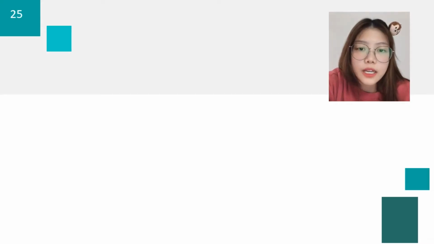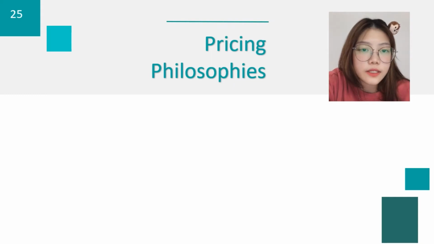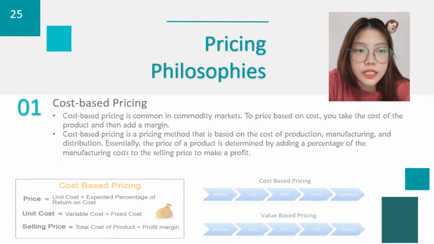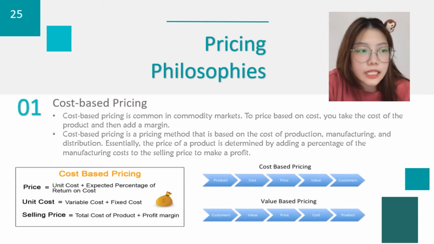The last one is pricing philosophies. The first is cost-based pricing. Cost-based pricing is common in markets, pricing based on cost. You take the cost of the product and then add a margin. And you can see these two pictures.